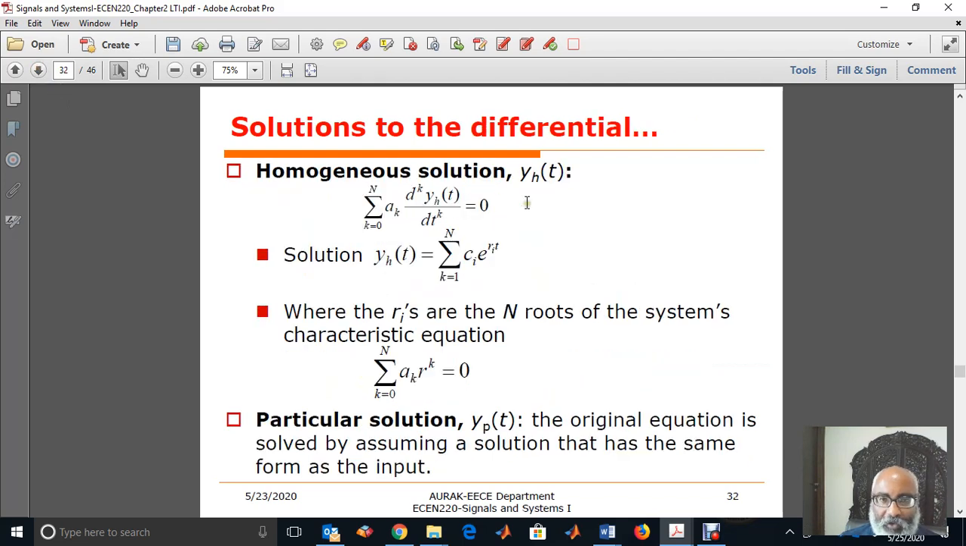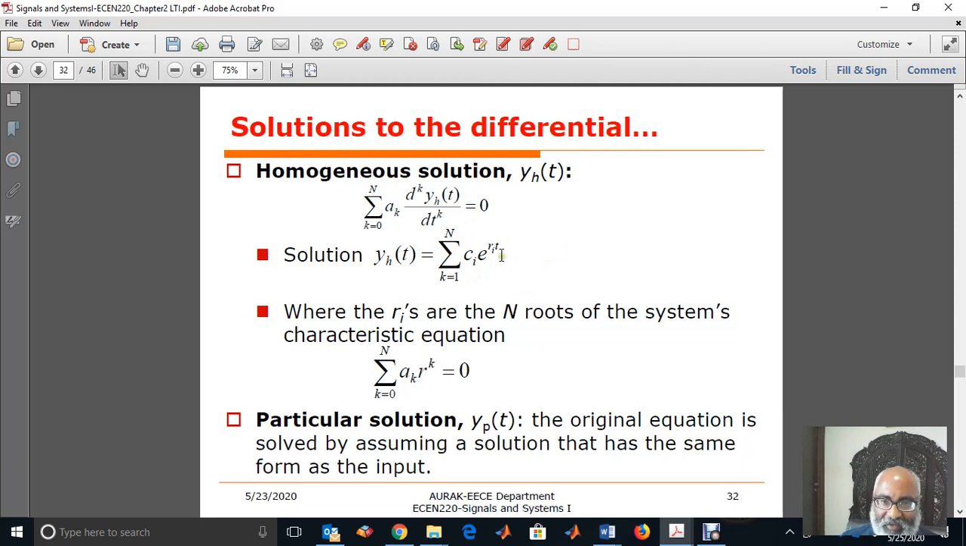Okay, so let's start with the homogeneous solution. For the homogeneous solution, we say the input is equal to 0 and we solve it, and we have this. And the solution for this, you have to study it by heart: the summation from k equal to 1 until n of c_i e to the power of r_i t. So if the order of the differential equation is 1, I will have c1 e to the power of r1t. If the order is 2, I will have c1 e to the power of r1t plus c2 e to the power of r2t.